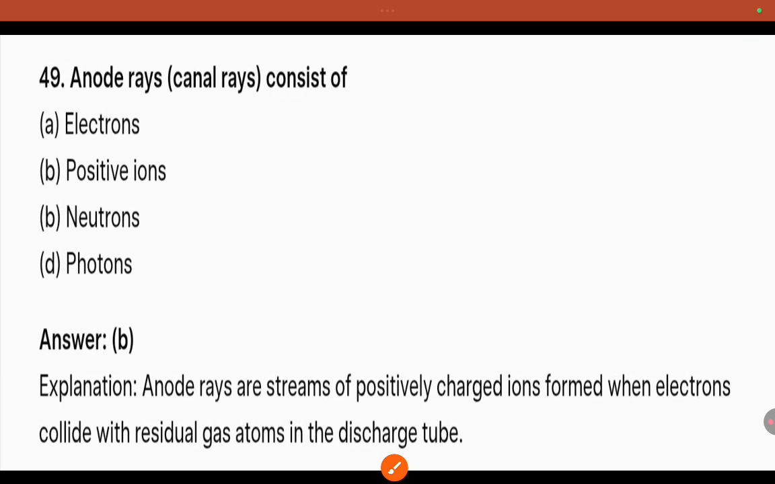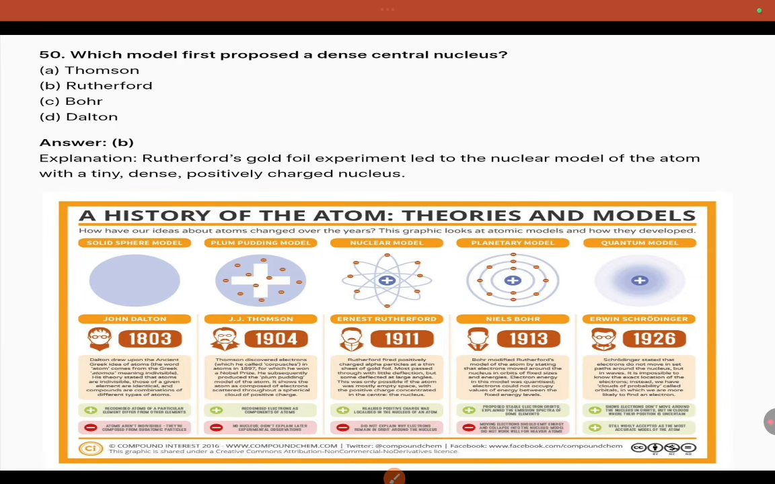49. Anode rays consist of positive ions. Anode rays are a stream of positively charged ions formed when electrons collide with the residual gas atoms in the discharge tube. Which model first proposed a dense central nucleus? That is Rutherford. The Rutherford gold foil experiment led to the nuclear model of the atom with a tiny, dense and positively charged nucleus.